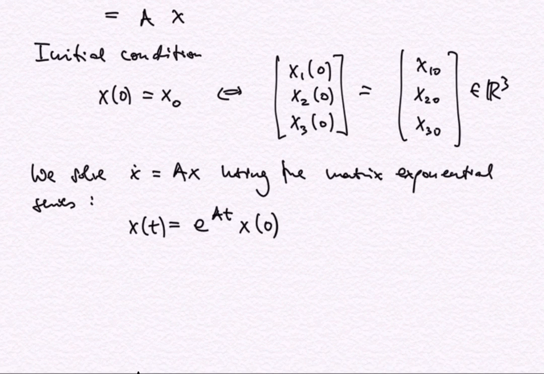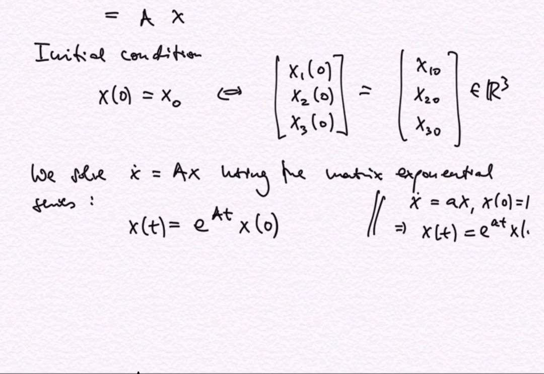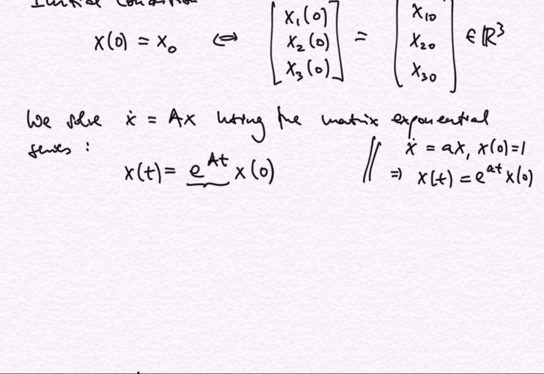If x dot is equal to lowercase a times x, where everything is scalar, and we have the initial condition not equal to 0, in which case the solution would be 0. But for any initial condition not equal to 0, we get that x of t is e to the at x naught. And so now we have the matrix exponential series, and this is an n by n matrix, so here a 3 by 3 matrix. But other than that, it behaves the same.